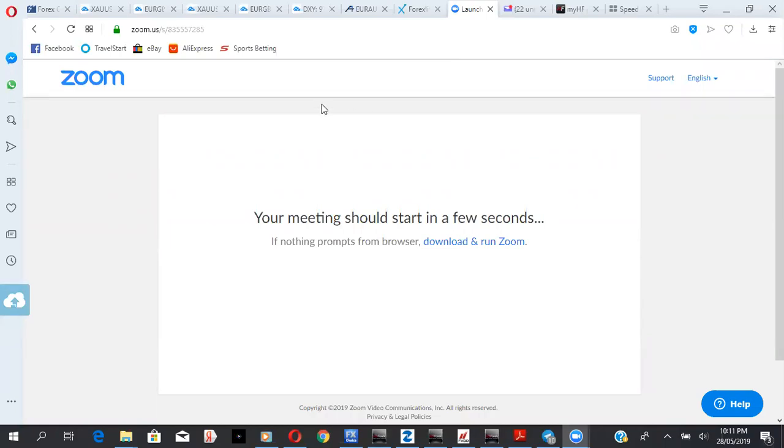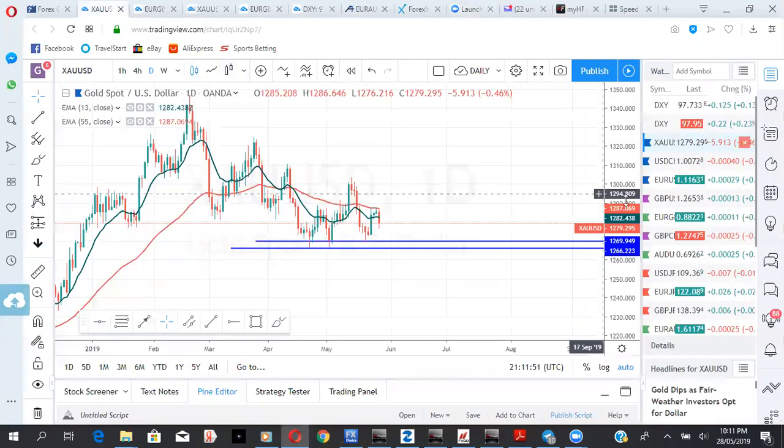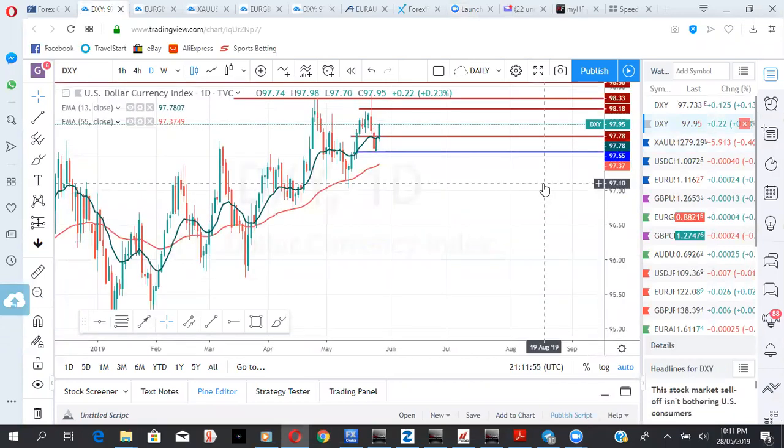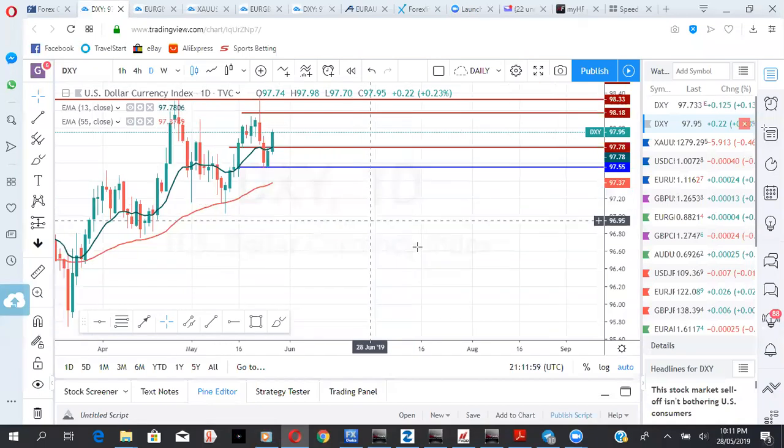Okay, so let's start off. We're starting off as always with the dollar index. I need to get an idea of how the dollar index closed on the daily.